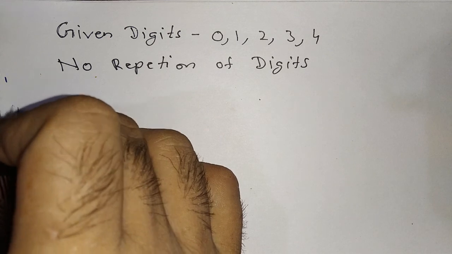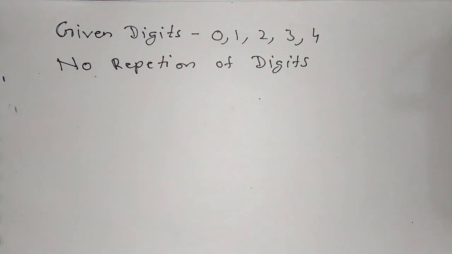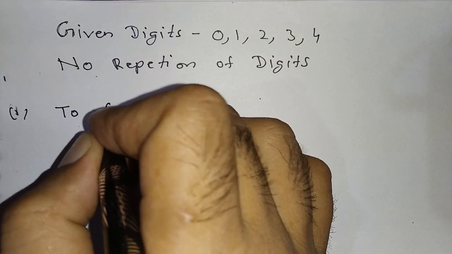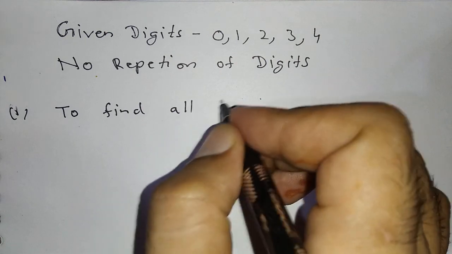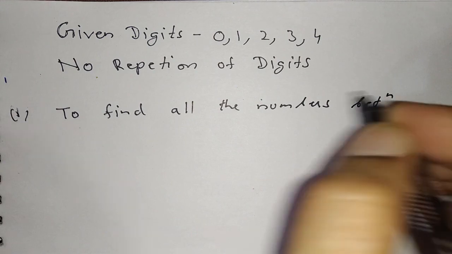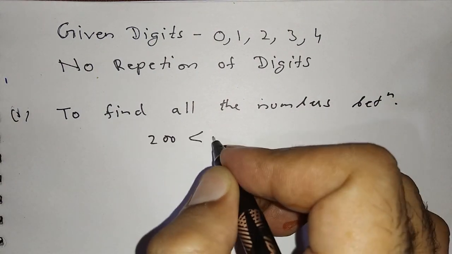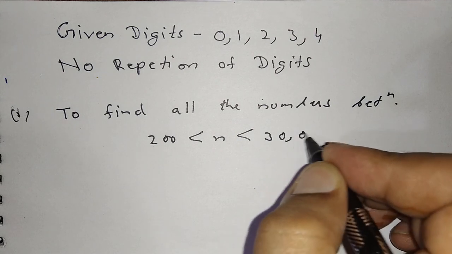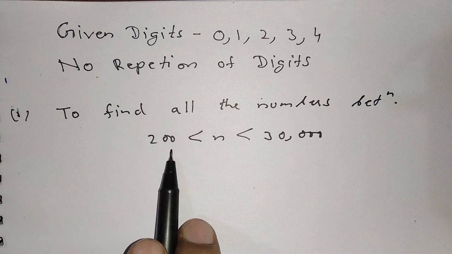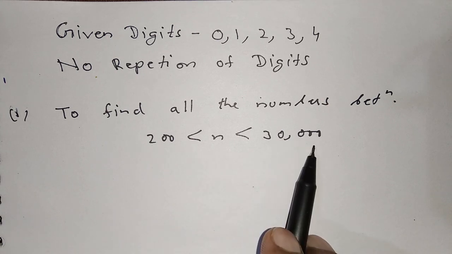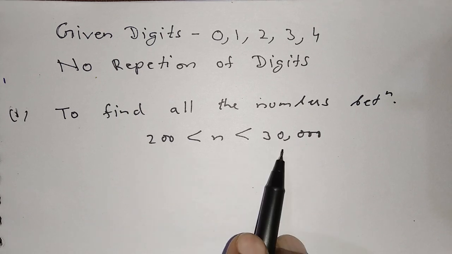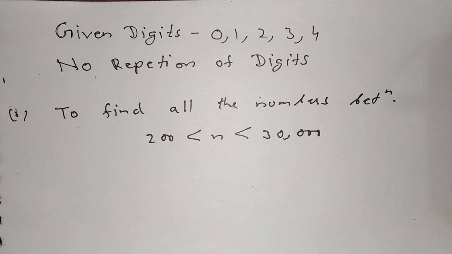Let our first question be like this: find all the numbers between 200 and 30,000. Now since 200 is a 3-digit number and 30,000 is a 5-digit number, we have to find out the 3-digit numbers, 4-digit numbers and 5-digit numbers between 200 and 30,000.